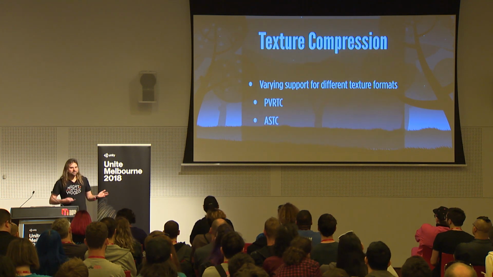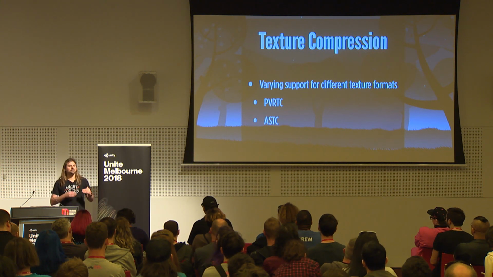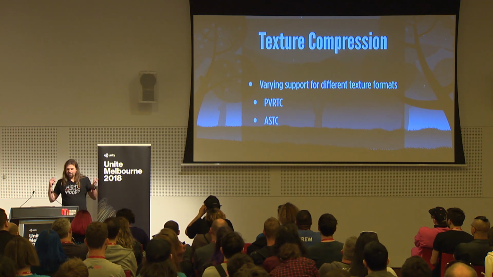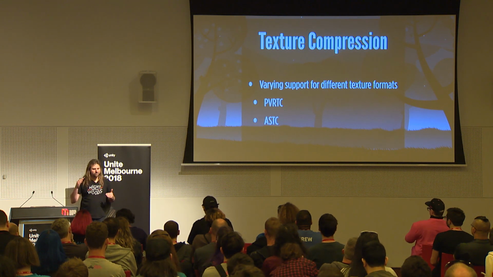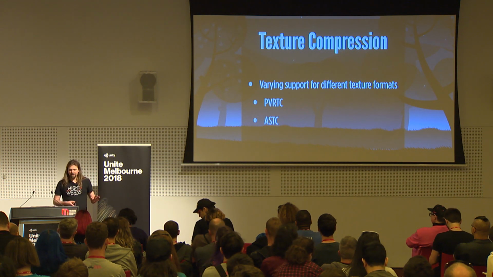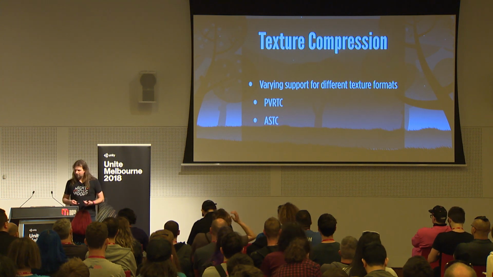There are a few different ways that we already can apply these techniques to reduce memory. One of these is texture compression. So I'm guessing every game you've ever touched, both made and played, has made use of texture compression. There is varying support for the different kinds of texture formats available to you on mobile platforms inside Unity. So the main two are PVRTC and ASTC.